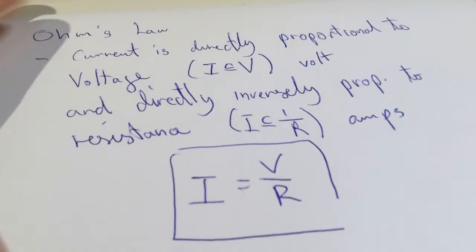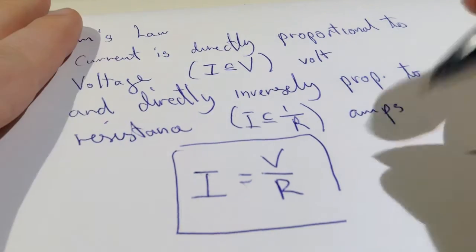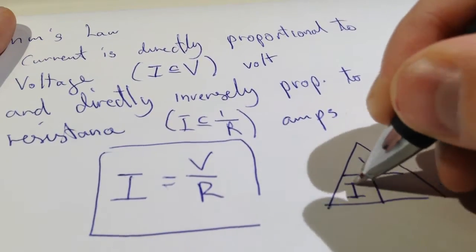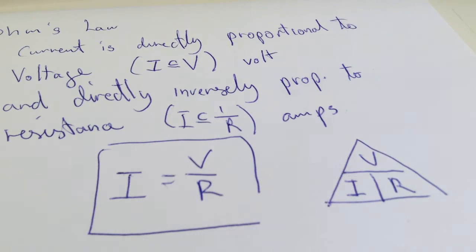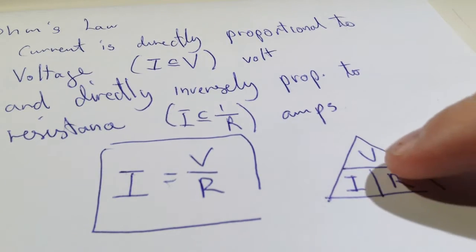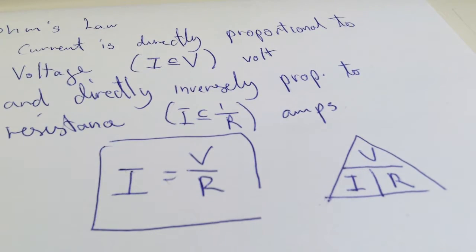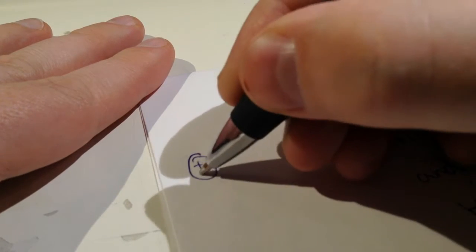And the relationship between these three variables is very easy. As you can see, it's just a fraction. The current is just voltage divided by resistance. And here the triangle is for remembering this formula. So when you put your finger on one of them, you will get the correct formula.